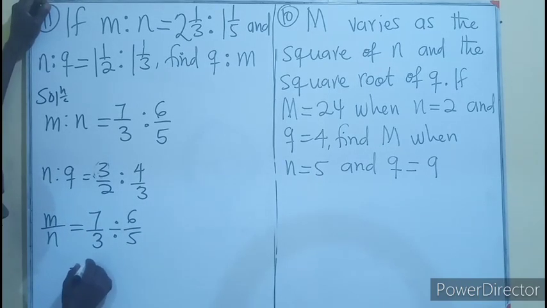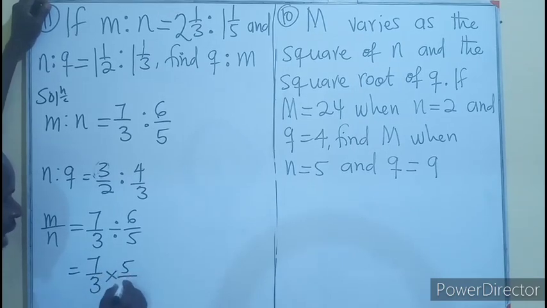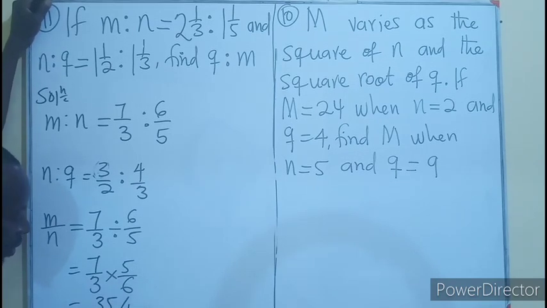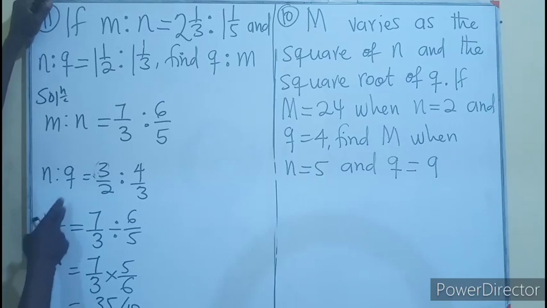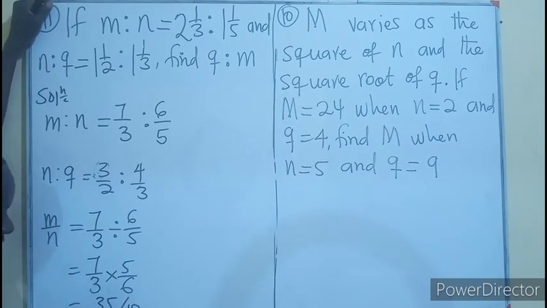So this is going to be 7 out of 3 times 5 out of 6. Then we know we only multiply the numerators and the denominators together. So here will be 35 out of 18. That is if I'm taking this ratio. Don't forget, this also means that 35 is to 18.